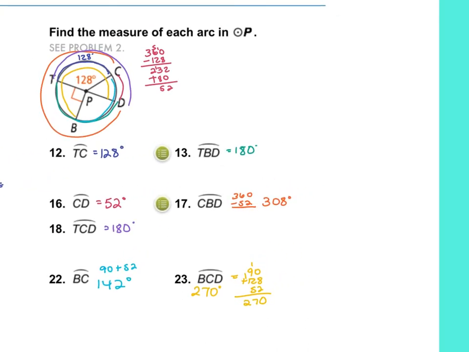Okay, then came the measures. So number 12 is 128. Number 13, 180. Number 16, 52. Number 17, 308. Number 18, 180. Number 22, 142, and number 23, 270. Questions on any of those?